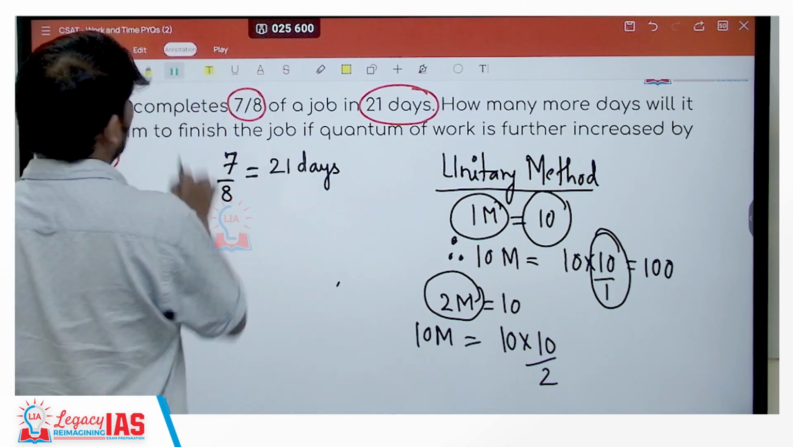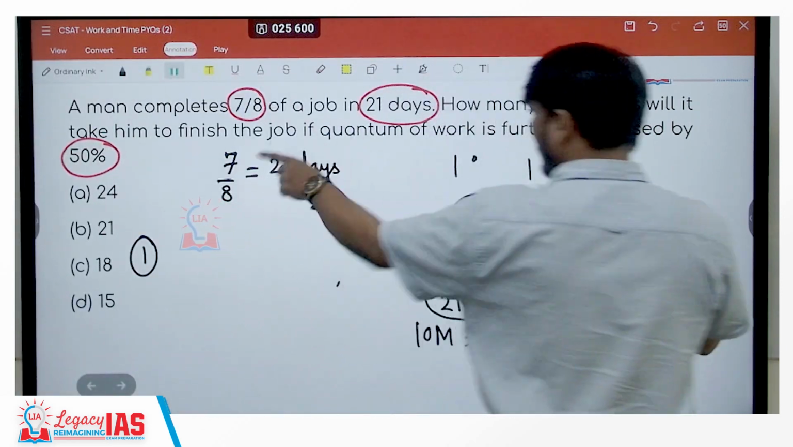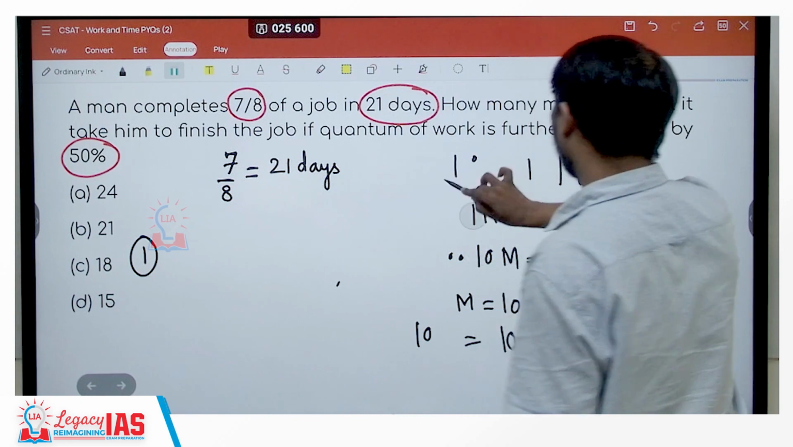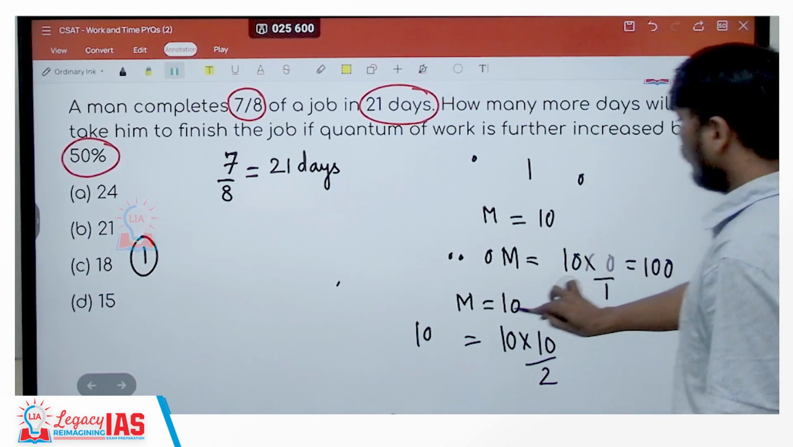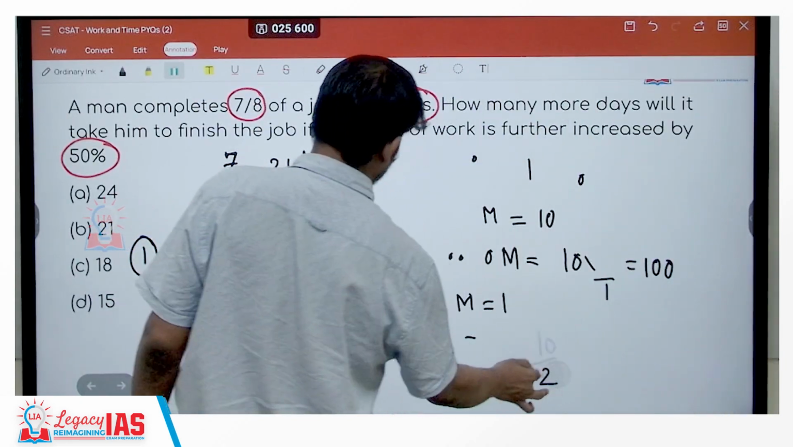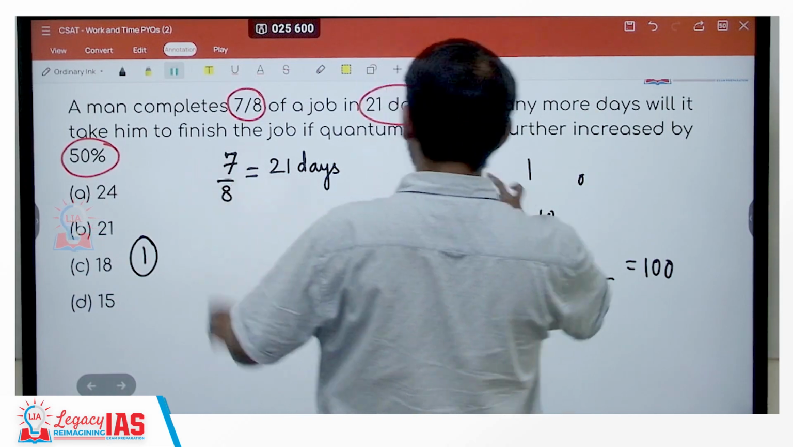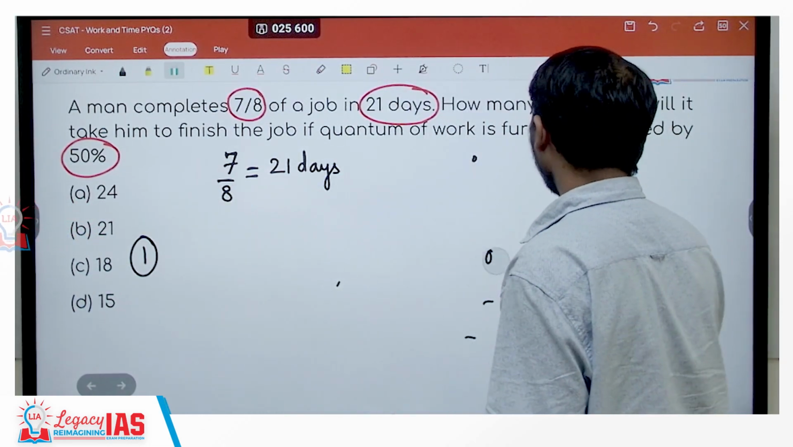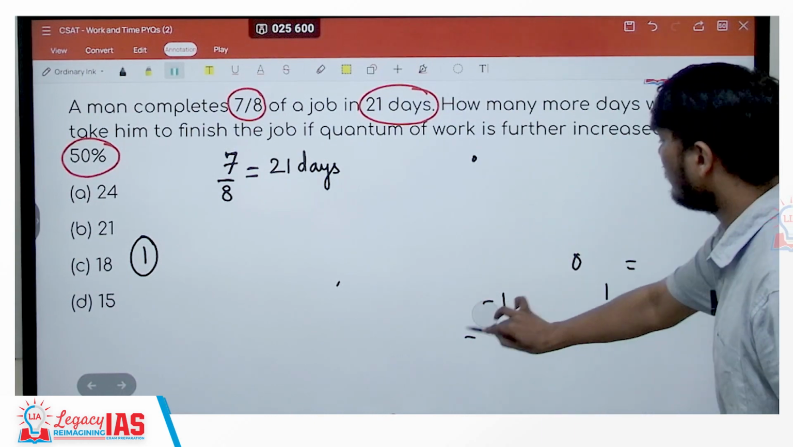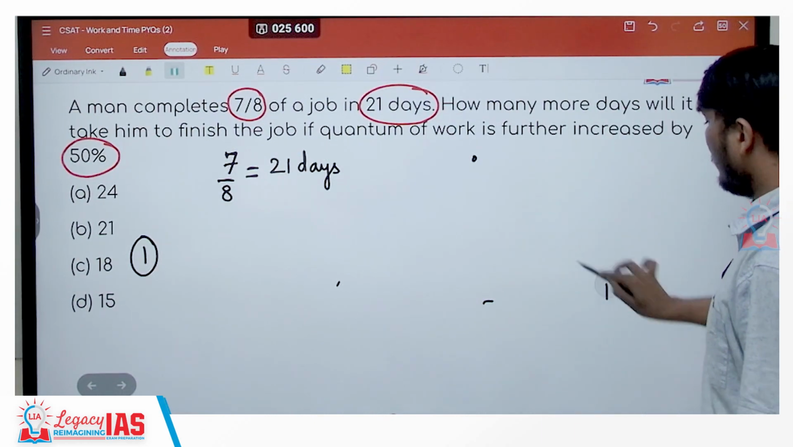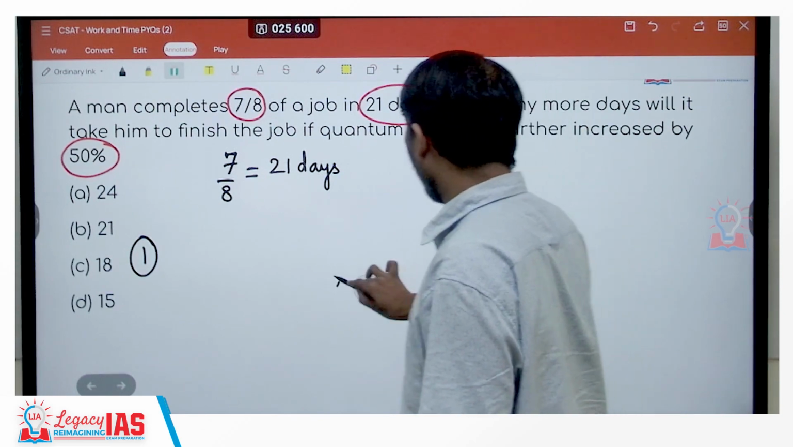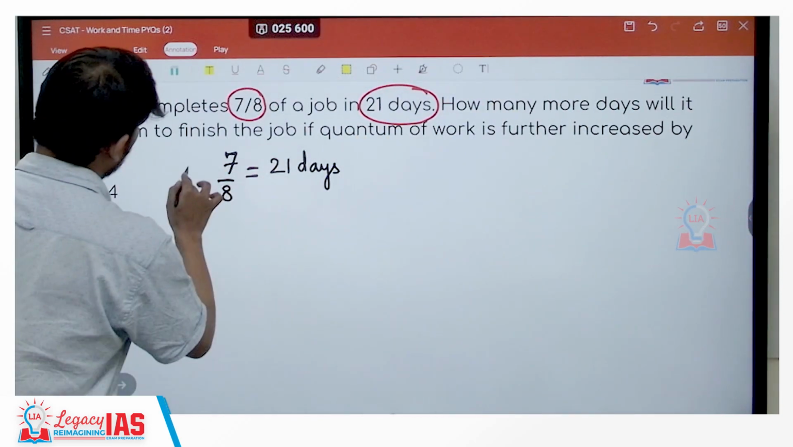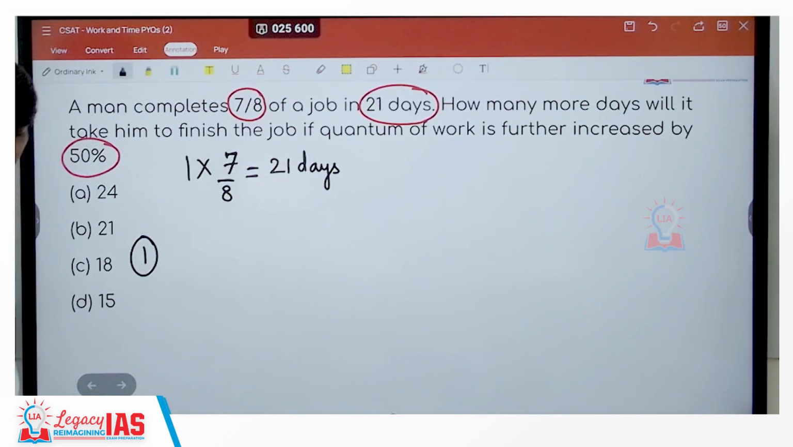And using that invisible 1, we will solve this as well. So where is this invisible 1? 7 by 8 work is done in 21 days. Therefore, one work will be done in how many days? Here is the invisible 1.